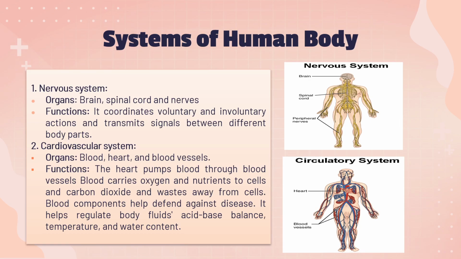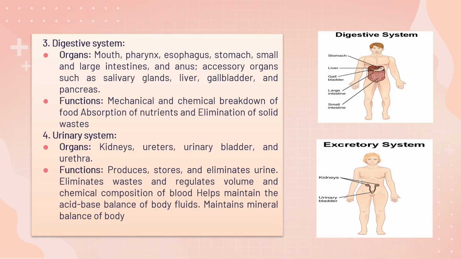Then next, digestive system. Organs of the digestive system are mouth, pharynx, esophagus, stomach, small and large intestine, and anus. And accessory organs are salivary glands, then liver, gallbladder, and the pancreas. Okay, the function of the digestive system is mechanical and chemical breakdown of food. This is the first function, and the second function is absorption of nutrients and elimination of solid waste. Mechanical and chemical breakdown of food means what? The food material coming inside the mouth gets chewed by the teeth, that is the mechanical breakdown. And then when we swallow the food material in the form of bolus, it will come into the stomach, and here the chemical breakdown occurs with the help of HCl and other gastric juices.